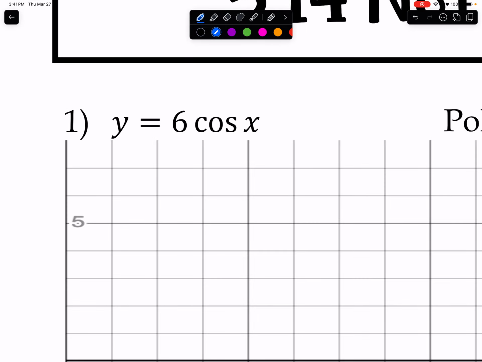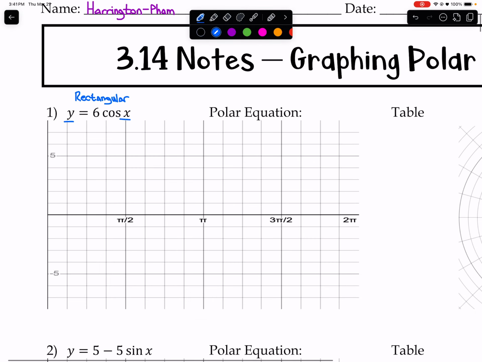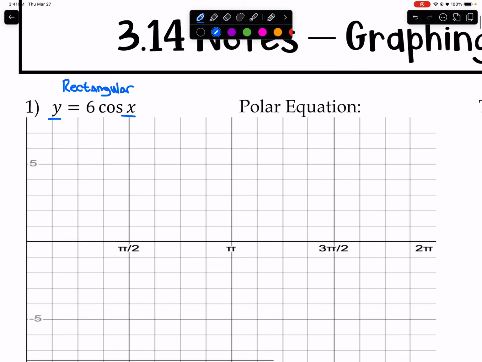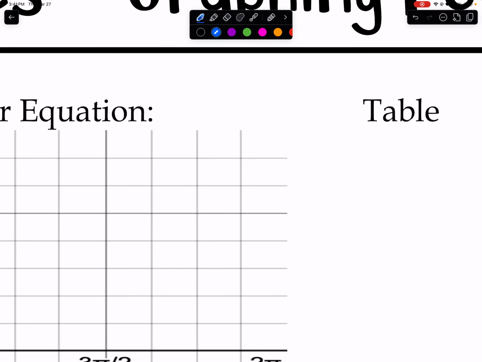Now, keep in mind, when the equations are written in terms of x and y, that means that the equation is going to be given rectangularly. So you may need to rewrite your equation in terms of polar. What that means is your y values are going to become r values, and your x values are going to become theta. So now we're going to have 6 cosine of theta.